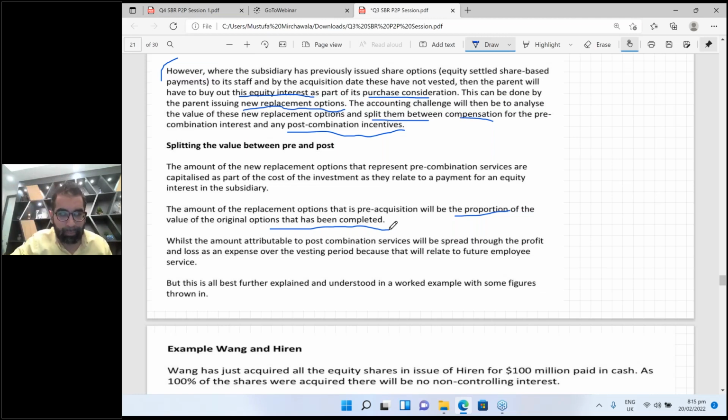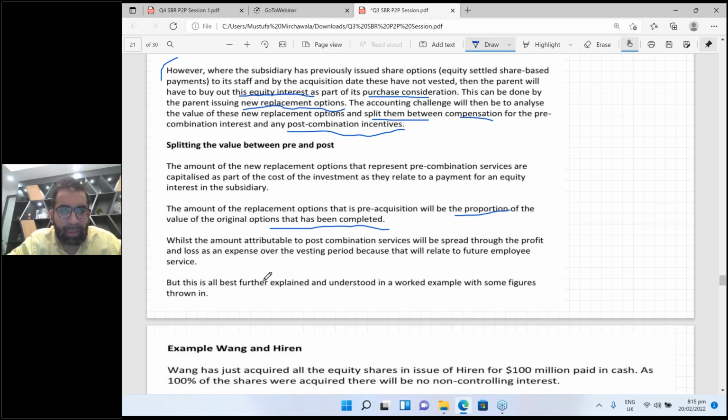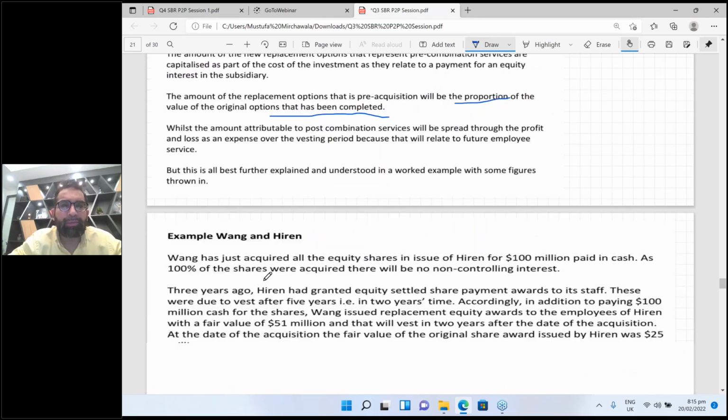Okay. Now, while the amount attributable to post-combination services will be spread through the profit and loss as an expense over the vesting period because that relates to future employees. Post-combination period, the remaining 2 years is the post period. So for the remaining future 2 years, IFRS 2 will be applied, and you need to spread according to what you do in IFRS 2. Now let's do it with numbers.